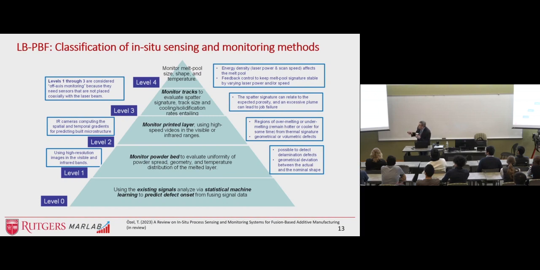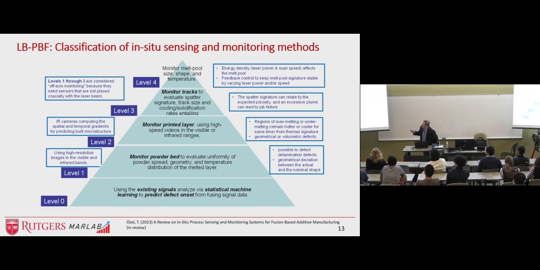Level 2, monitor printed layer, which means that every time you fabricate a layer or every 10 layers, you can look at it and take those images, use deep learning to characterize whether this is actually going to result in high quality or low quality parts with defects, which means quality prediction. So at this moment, you can do quality prediction.